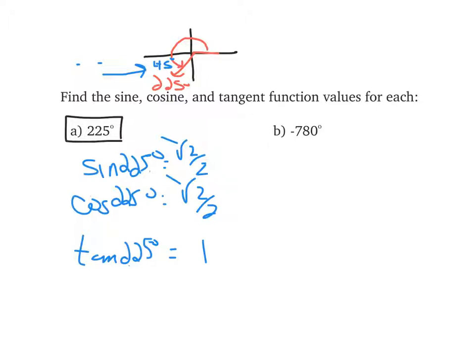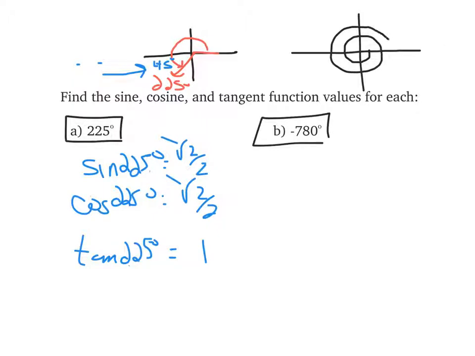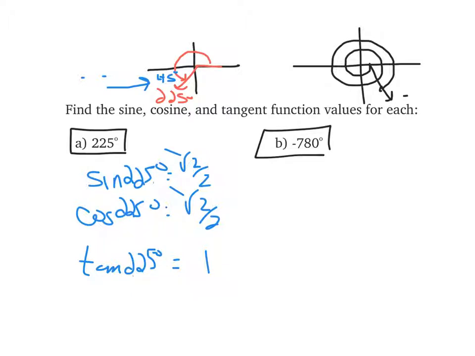Let's try one more. This one says negative 780. If I'm going to draw that, it's going to be a monster here. It'd be like negative 90, 180, 270. That's negative 360. If I go around again, that's 720. And if I go 60 more, that's negative 780 that direction. So that's negative 780 right there.